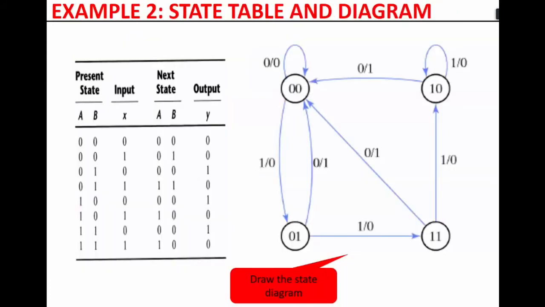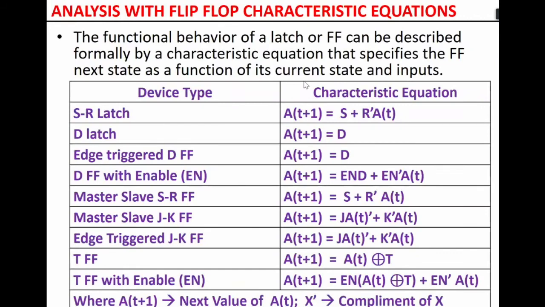There are two ways of analyzing these circuits. The one is using the characteristic equations and then you make a table. The way we've been doing, you've got the equations and then you get a table, which is the easiest way that is used by almost everybody. The other one is using the characteristic equation. Each flip-flop has got an equation that relates its inputs to the next state. That is what we call a characteristic equation.